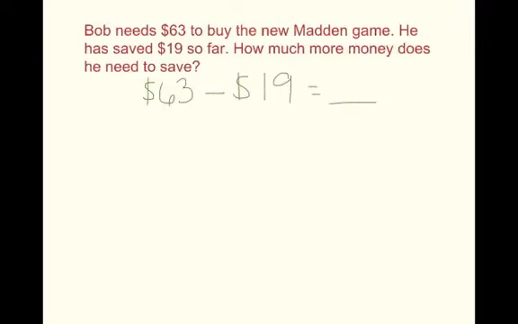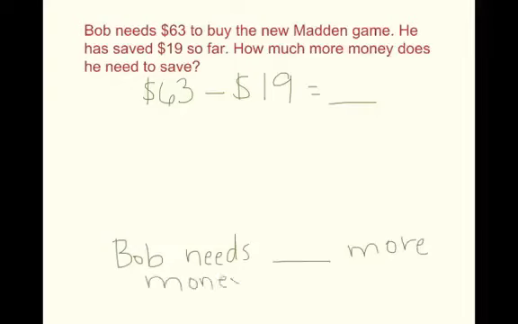So I'm going to write my answer statement first. How much more money does he need? Bob needs blank more money. Okay, so I'm writing that answer statement before I solve. But I'm going to think about it as I have $19, that's what I have, plus something is going to equal that whole amount of 63. So I've got $19 plus what is going to equal 63?